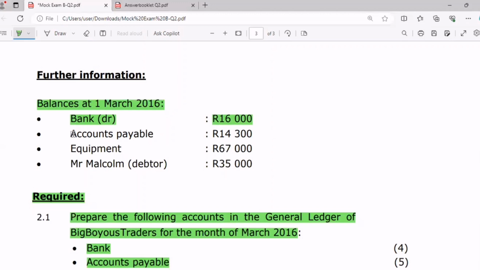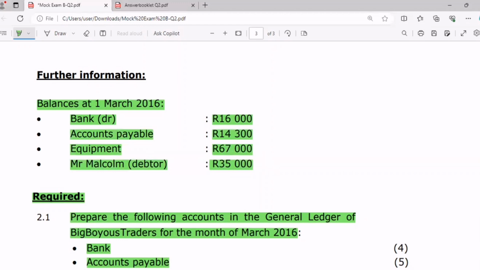And then accounts payable at the beginning of March, the balance is 14,300. Equipment balance at the beginning of March is 67,000. Mr. Malcolm, who is the debtor, had a balance of 35,000 at the beginning of March. Okay, so now we have read all the information.